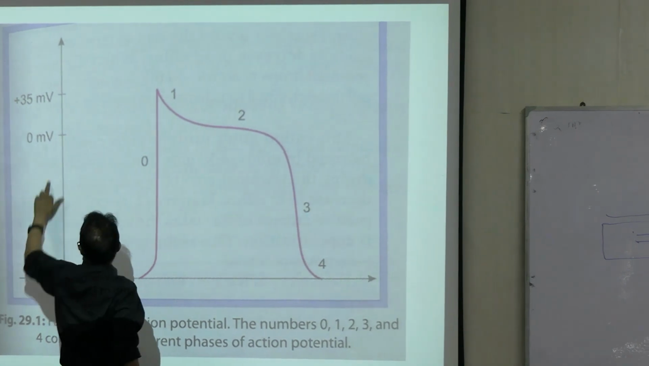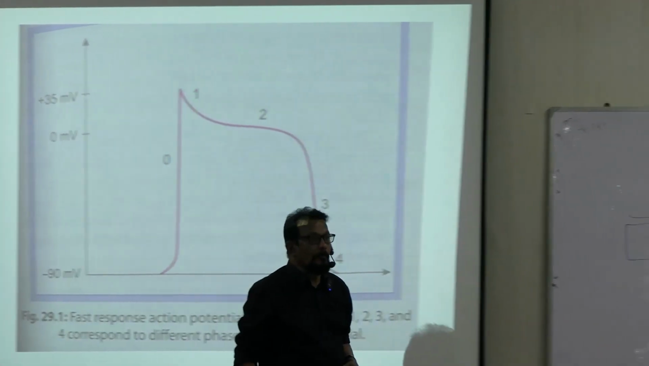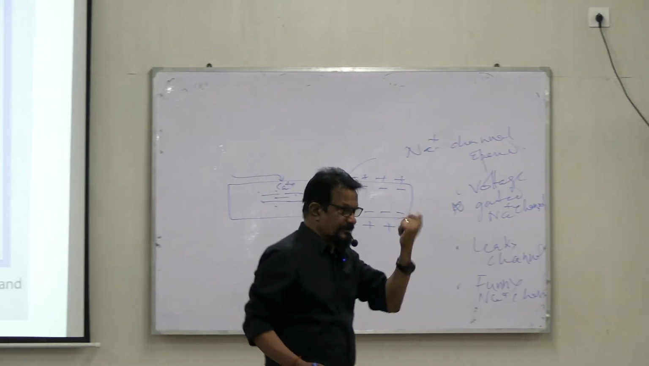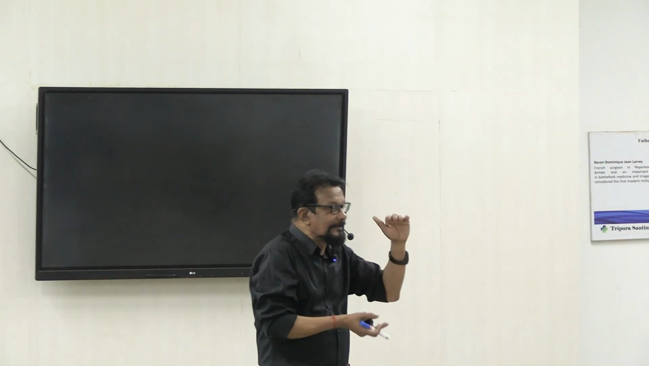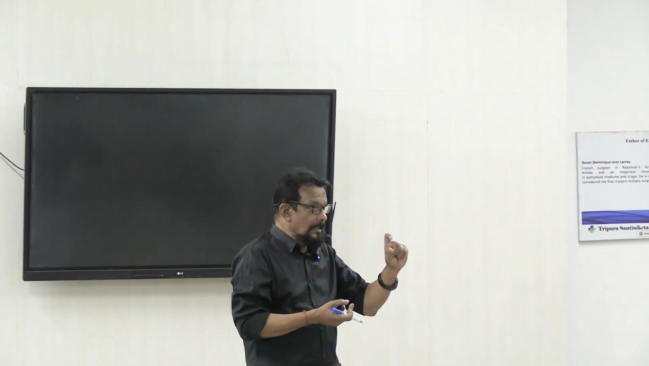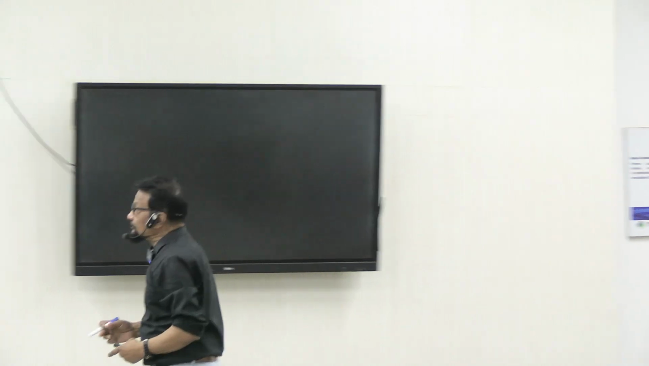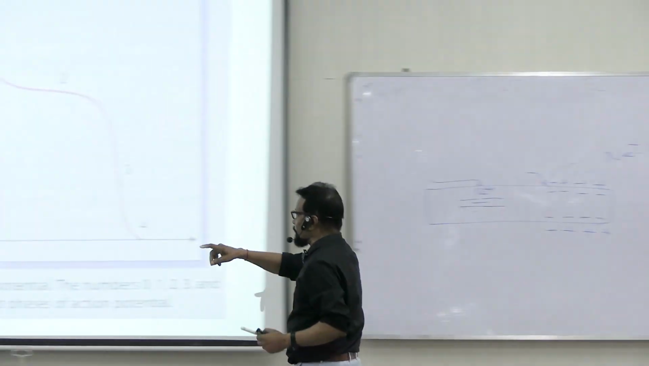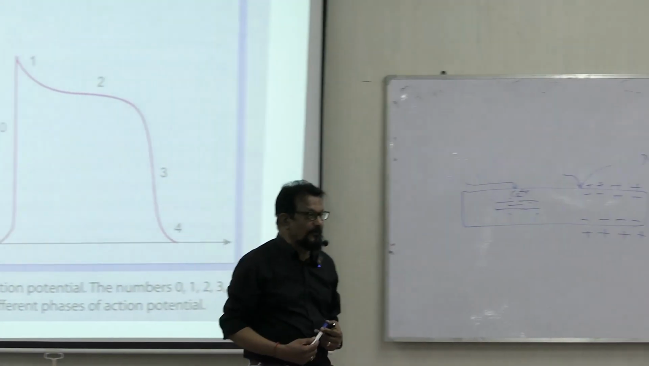As a result, there is potential change up to plus 35 millivolt. You may ask, sir, why not 45? Why not 60? Because sodium cannot enter, because the inactivation gate and activation gate are now closed. Sodium channel is now closed. We told you for a certain period of time this will remain open. Now these are closed, so there will be no entry of sodium ion. So this phase of depolarization is called zero phase.